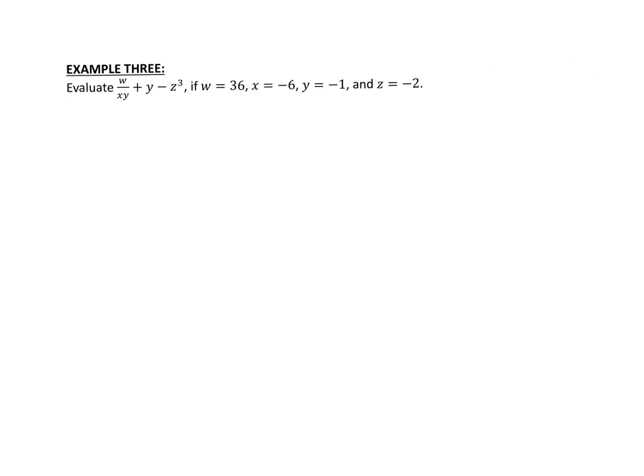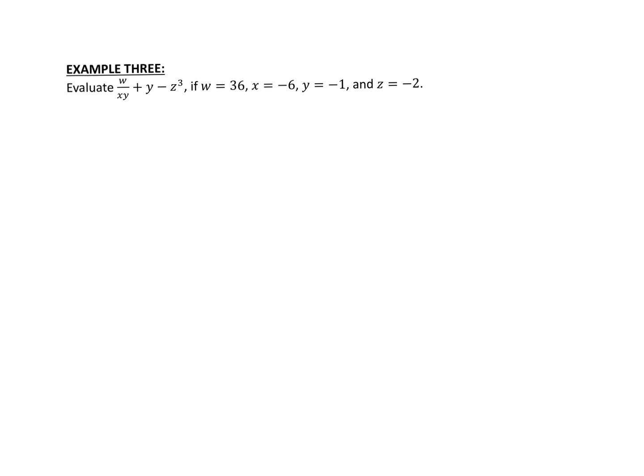All right, so let's go ahead and try example 3. Now we are going to do some evaluating. So our problem is this. It says evaluate w divided by xy plus y minus z to the third power. And then it tells us if w is 36, x is negative 6, y is negative 1, and z is negative 2.